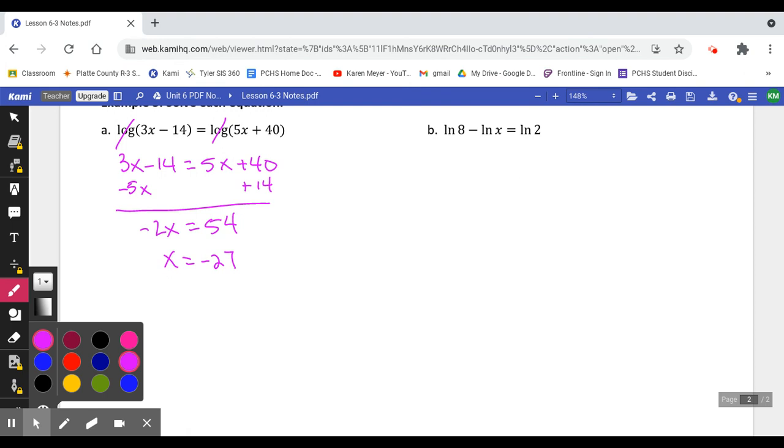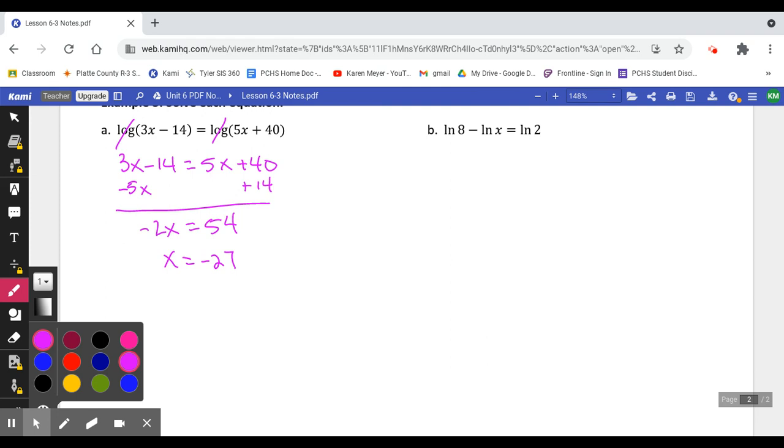Oh, but hold on. Something we need to talk about. Is this actually going to be the answer? If you picked up your calculator, because these are log base 10s, because there's no base number, we could actually use our calculator. So if I typed in log, parentheses, 3 times negative 27 minus 14, close my parentheses, the calculator will say error, can't do it.